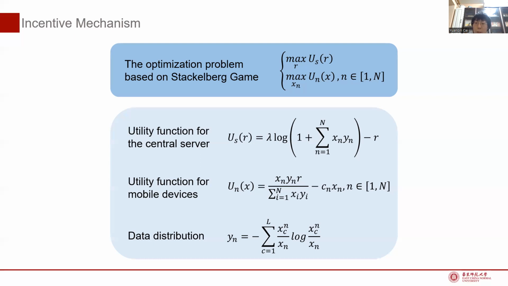Finally, according to the information entropy, we define the data distribution Yn. Here, XNC represents the volume of the data labeled C in the device N, and the Xn represents the total data volume of the device N. When Xn is fixed, and the data's volume of all labels is the same, Yn can reach the maximum. So, Yn is an indicator which reflects the uniformity of the data distribution.